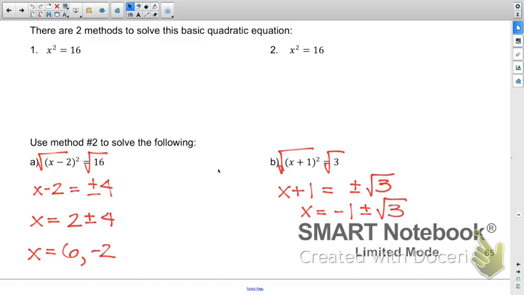The type of answers that you get also tells you what method you could use to check this. So if I wanted to, I could check A in a different method. I could FOIL it out, move everything to one side. A would work with factoring, and I know that. Why?